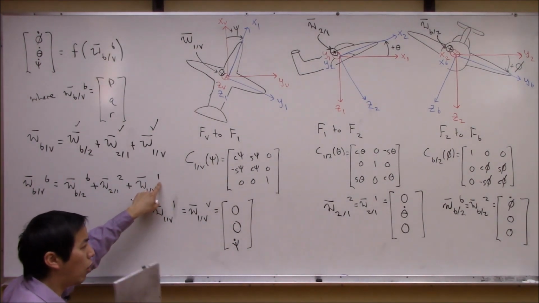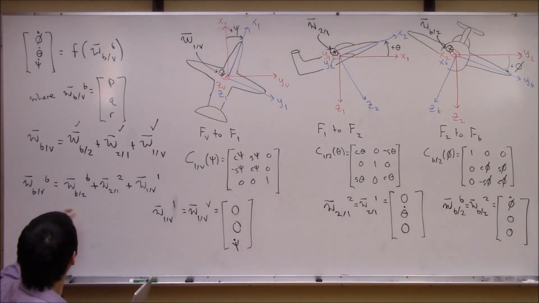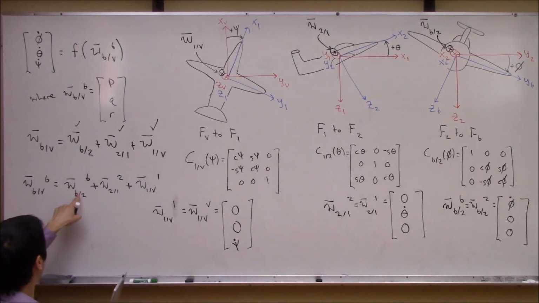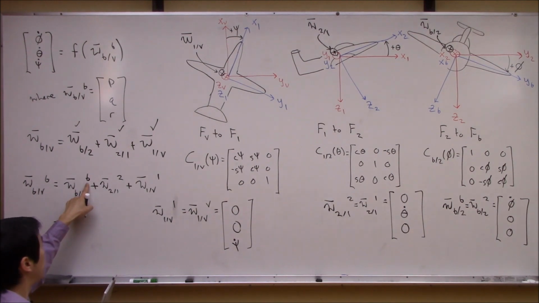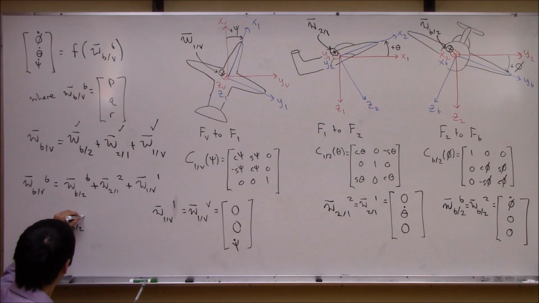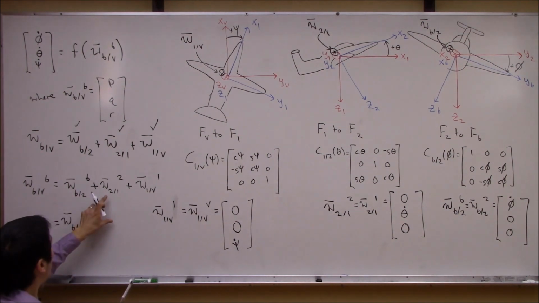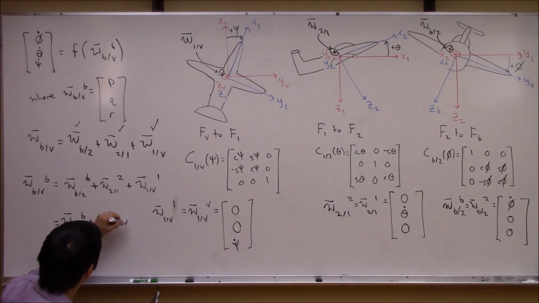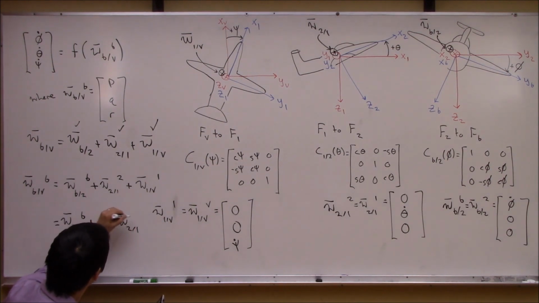So I need to get them all expressed in the body frame. So what does that mean? Let's look at this first one. Well, I don't need to do anything with this. This one is expressed in the body frame, so we're good to go. Don't need to mess with it. So this is omega b with respect to 2 expressed in the body frame, right? Plus, now I need to take this vector, omega 2 with respect to 1 expressed in the 2 frame.